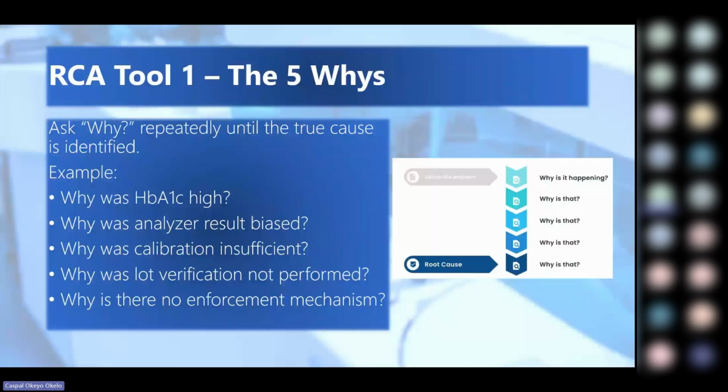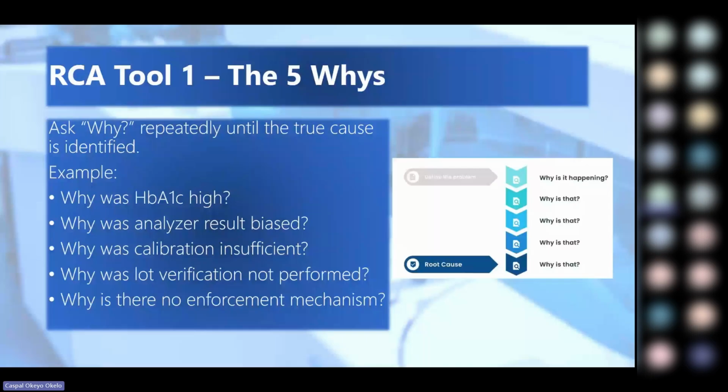You get the answer to that. Why was calibration insufficient? You get the answer to that. Why was load verification not performed? And the next, finally, you end up at: why was there no enforcement mechanism? So your response to the first why will guide the next why.